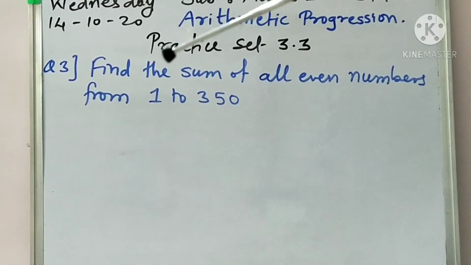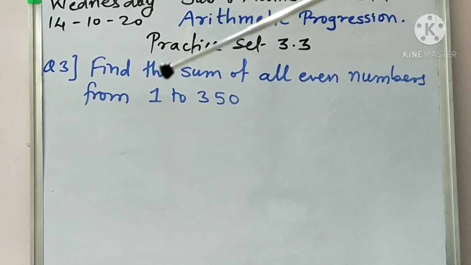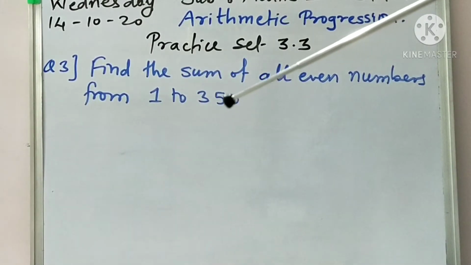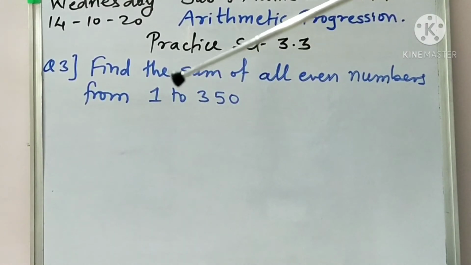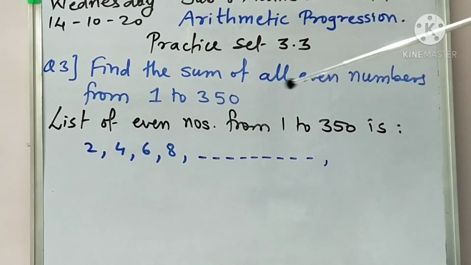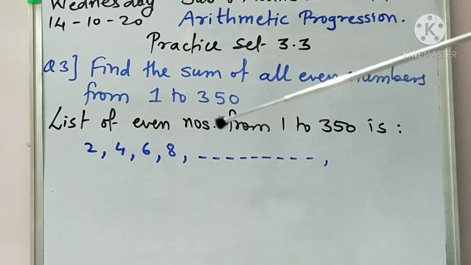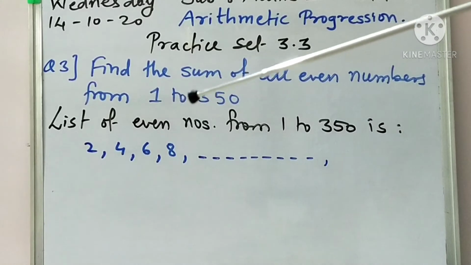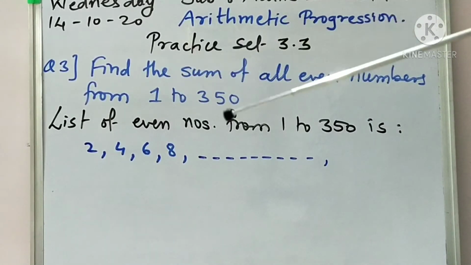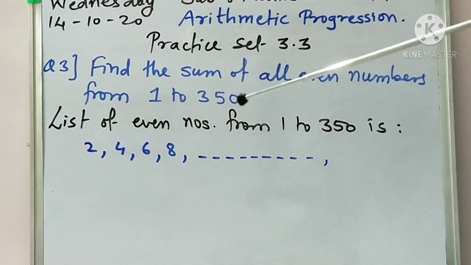The third example is where again we have to find the sum of all even numbers from 1 to 350. So here also we first have to write down the list of even numbers from 1 to 350, and the numbers are 2, 4, 6, 8, and so on, up to. So here we have to write down the numbers from 1 to 350. What does it mean? The numbers are even numbers, and here we notice 350 is an even number.